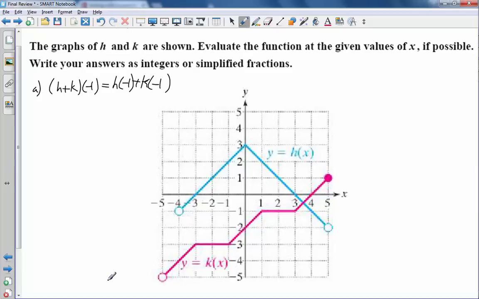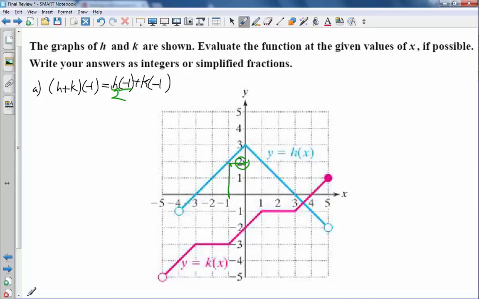Okay? So what is h of -1? Which one is h? Blue? Blue. So find -1 first on the x-axis. Here is x-axis -1. Go up, hit the curve. When you hit the curve, go towards the y-axis, and spot that value. That is h of -1, which is 2.